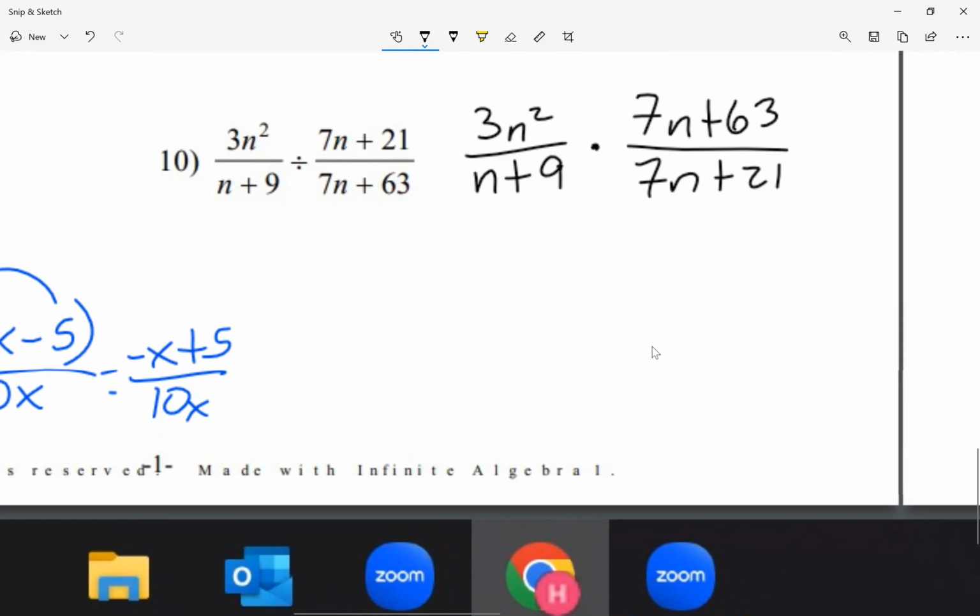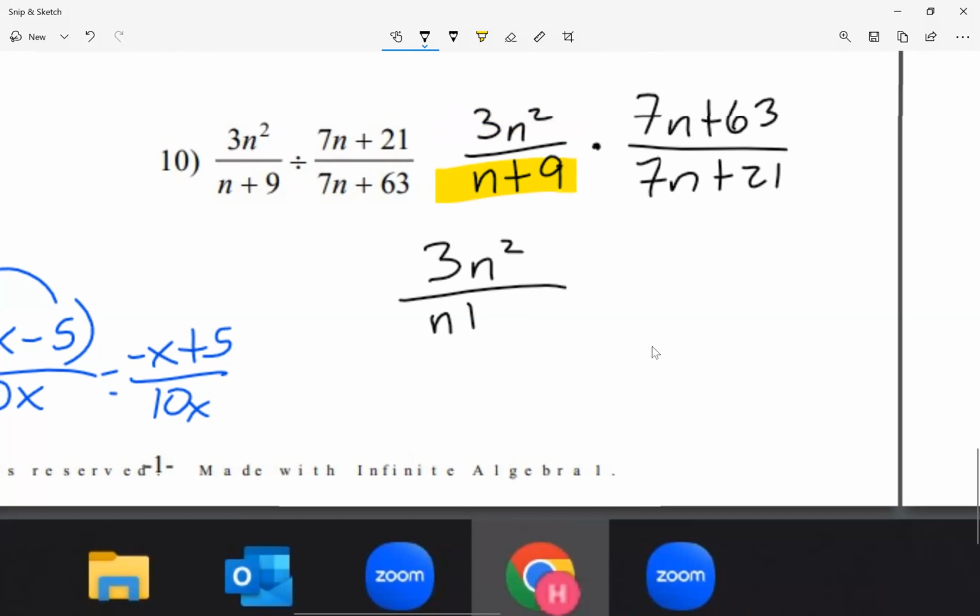All right, so let's factor if possible. So I look on the top of the first fraction. I'm going to be working my first fraction. 3n squared, nothing I can do. So let me just write 3 times n squared. Let's take a look at the bottom of the fraction. n plus 9, nothing I can do. So let me just write n plus 9 times.